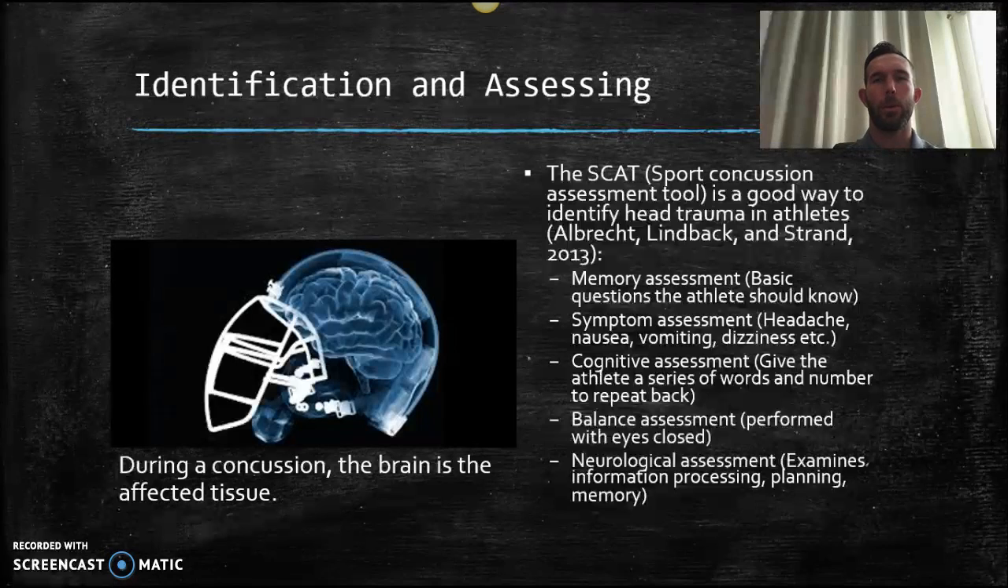Identification and assessment. You can use the SCAT, which is a Sport Concussion Assessment Tool, and it identifies the trauma to the athlete. It does memory assessment, symptoms assessment, cognitive assessment, a balance assessment, and neurological assessment.